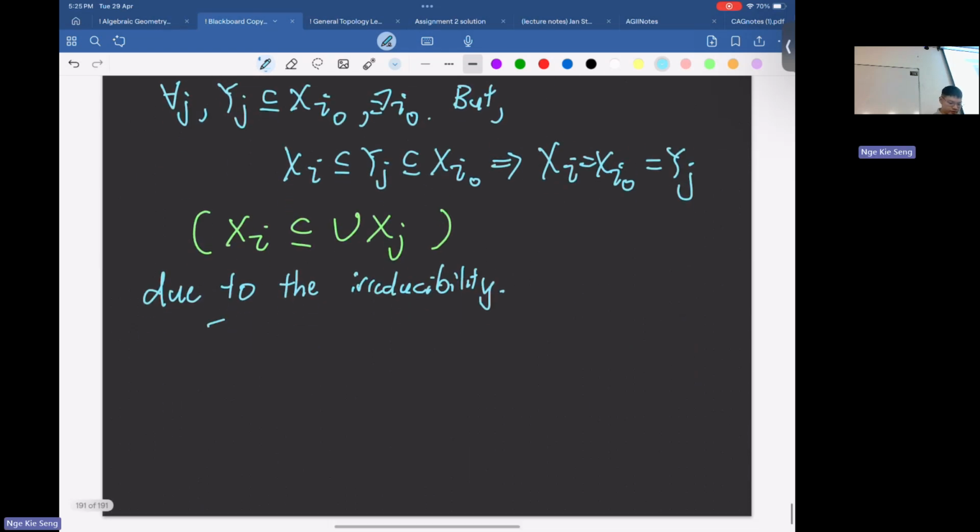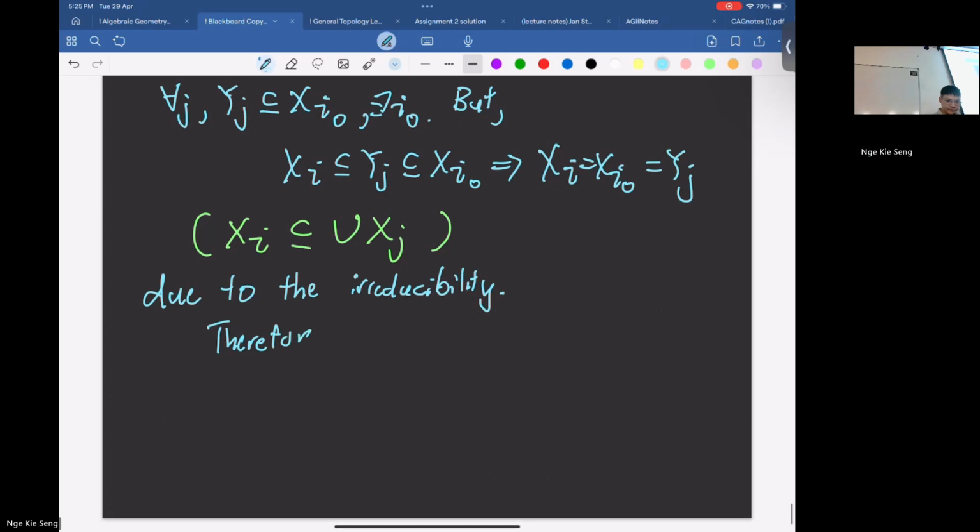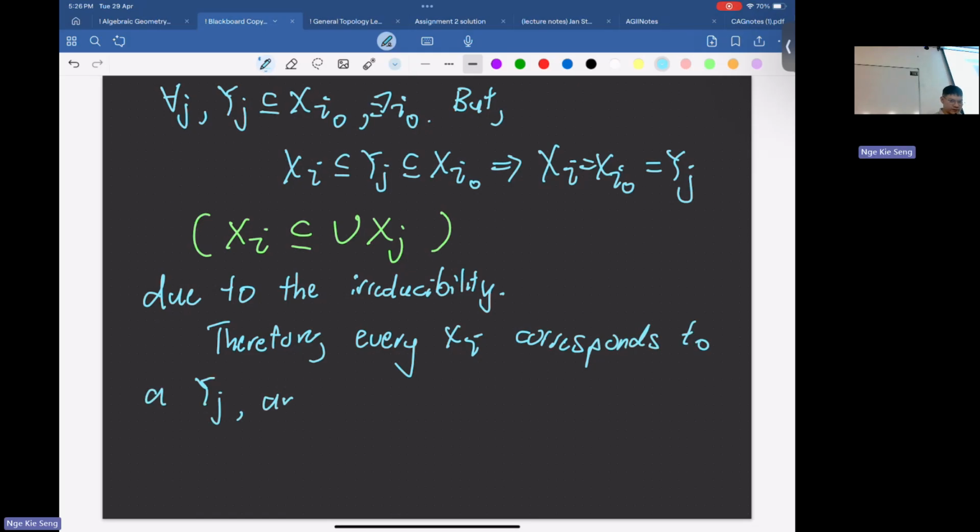So therefore, every Xi will correspond to one of the Yj. And vice versa, so that you can get the same number on both sides.